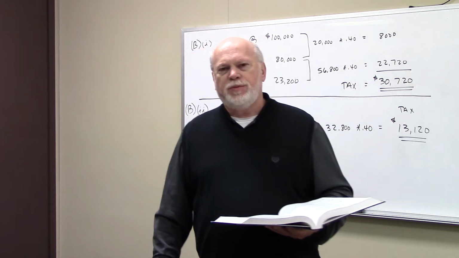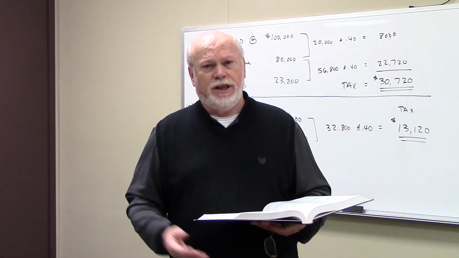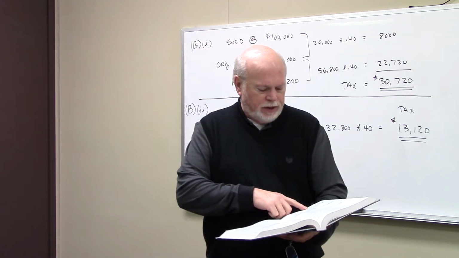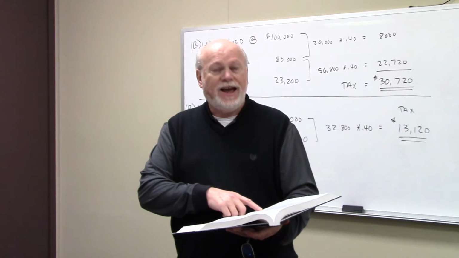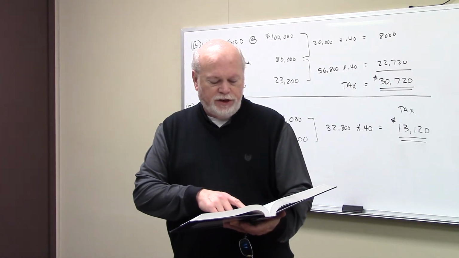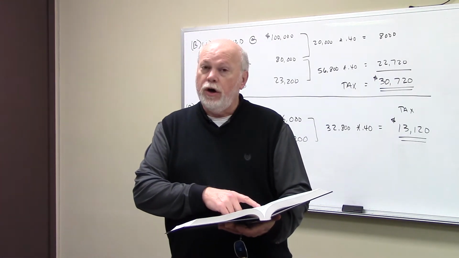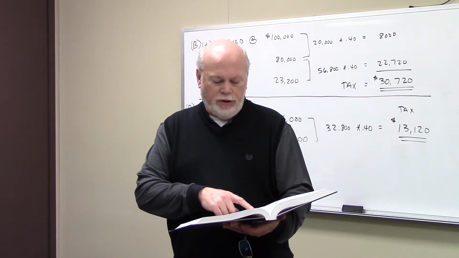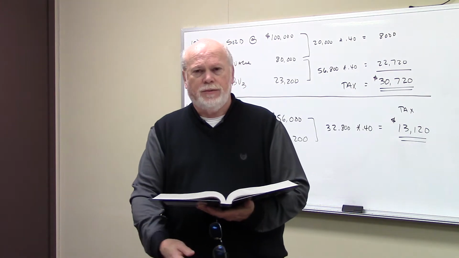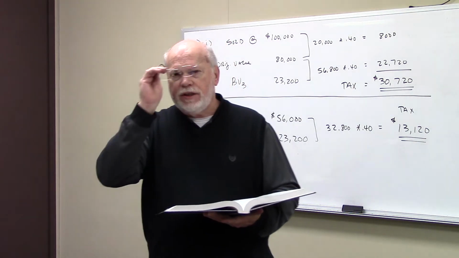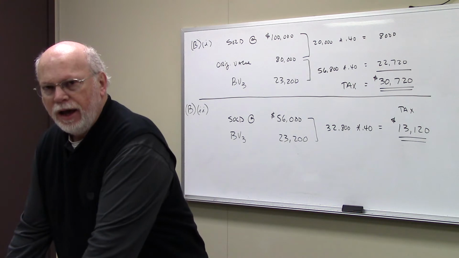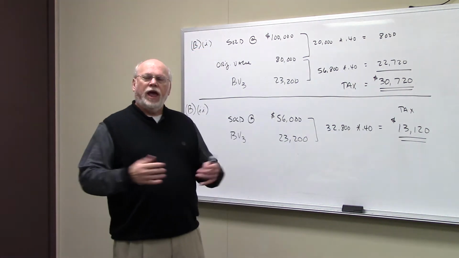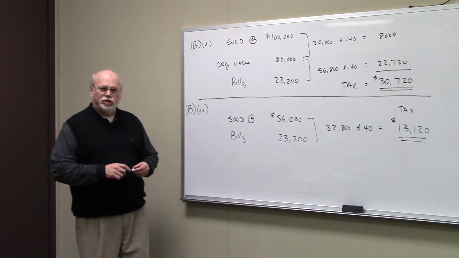Now, the B part of this problem wants us to calculate the taxes that they would owe under various scenarios here. And it reads as follows. It says, calculate the firm's tax liability if it sold the machine for each of the following amounts: $100,000, $56,000, $23,200, and $15,000. Now, each of these is going to lead us to possible capital gains, possible depreciation recapture, and we're going to work the first two of these scenarios first.